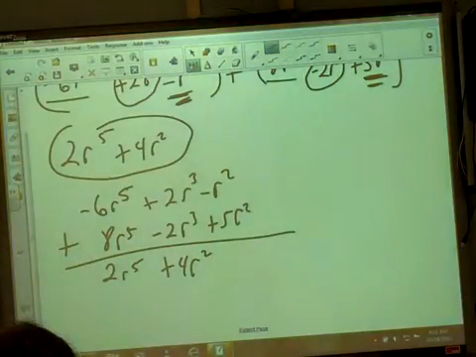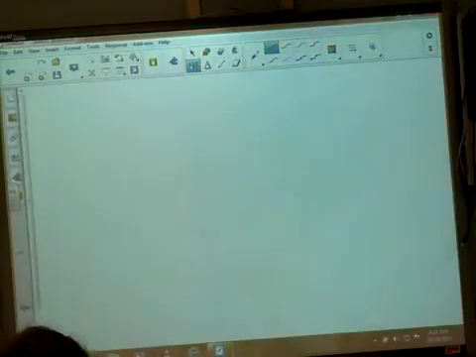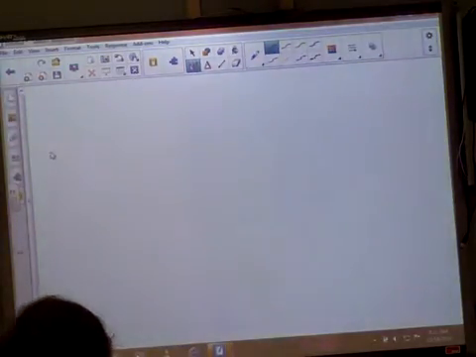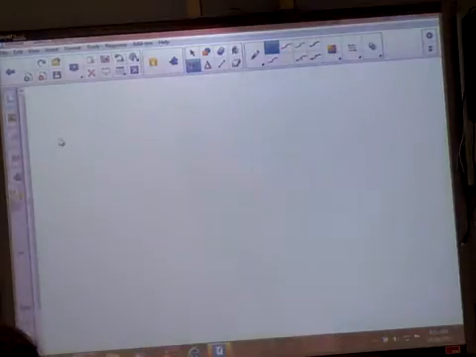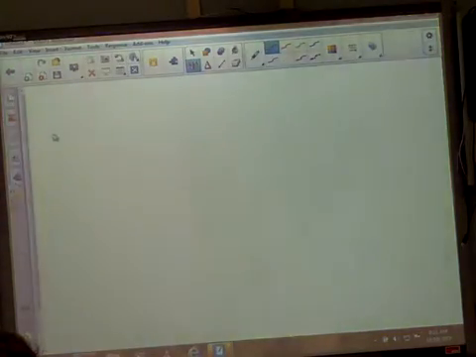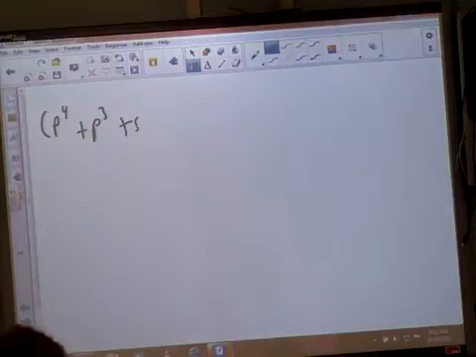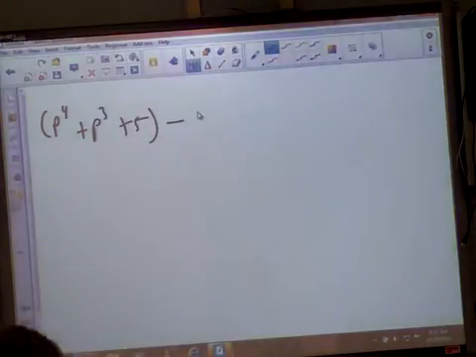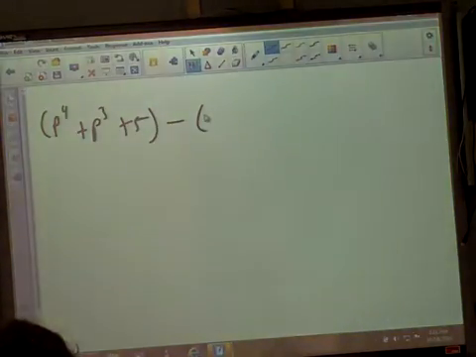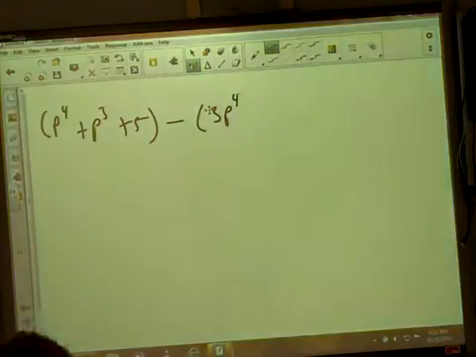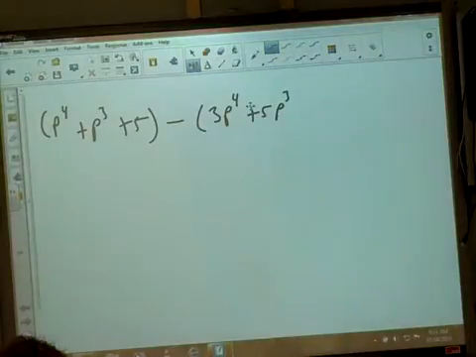Alright, I'm going to give you 2 to do on your own right quick. Just add them. Oh, we're actually subtracting now, my bad. We're just going to subtract. Alright, first one's got p to the 4th plus p cubed plus 5 minus, we changed to subtraction, minus 3p to the 4th plus 5p cubed plus 2. There's number 1.